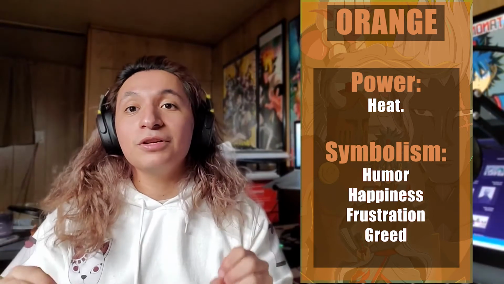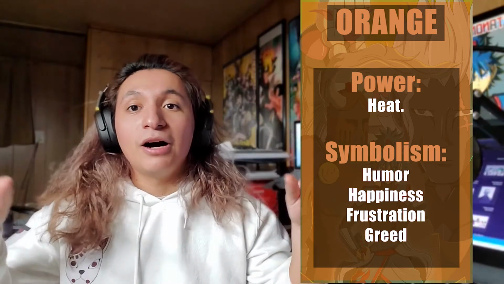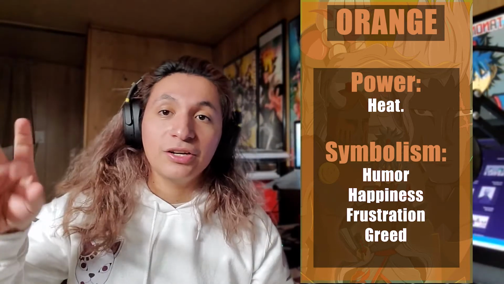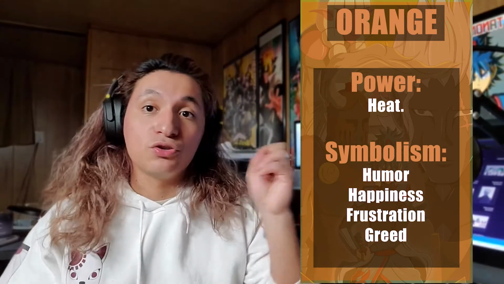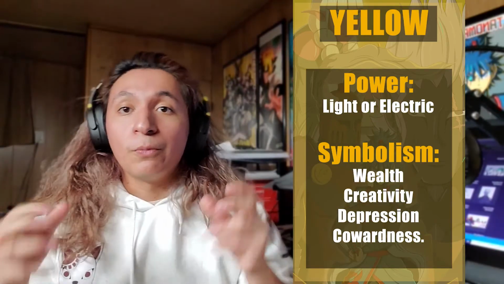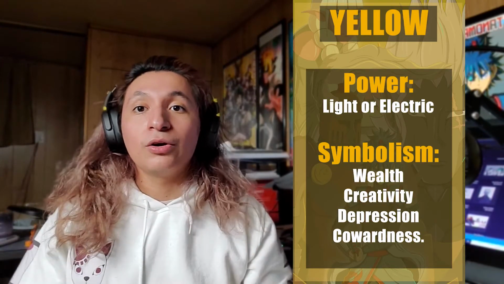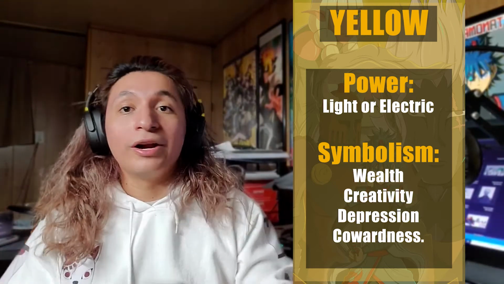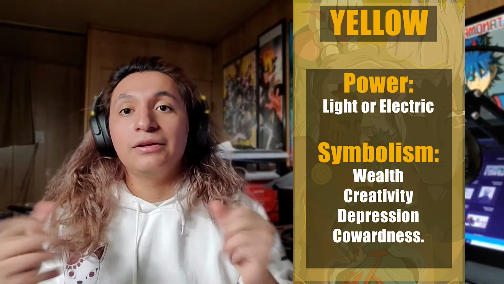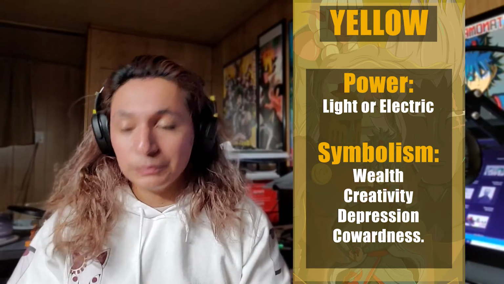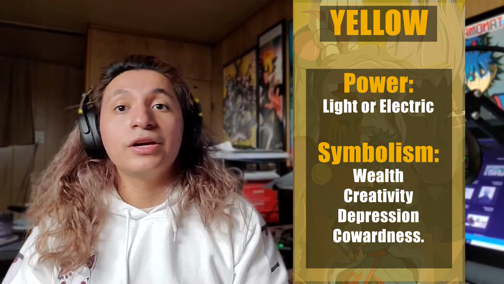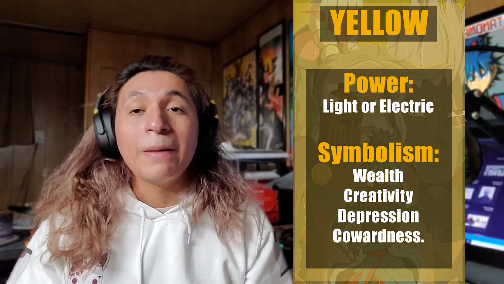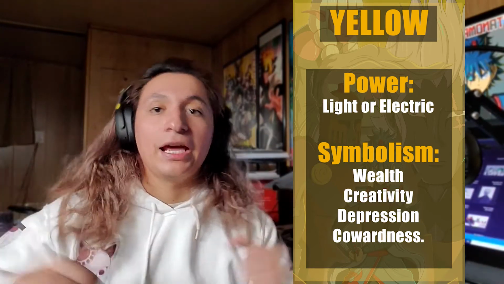And now for the symbolism, orange is kind of interesting because you have complete opposites. You either have a humorous character or a very jolly character with orange, or it also represents frustration or greed, which is very interesting when it comes to orange. Now yellow. For powers, yellow, you might want to go with a light base power or an electricity base power. That yellow works nicely with both of those, although they are very similar kinds of powers. The symbolism for yellow is it can represent wealth, creativity, but it could also represent depression and cowardice.